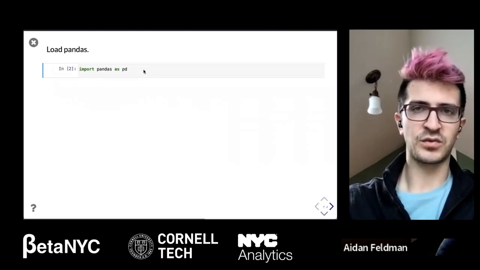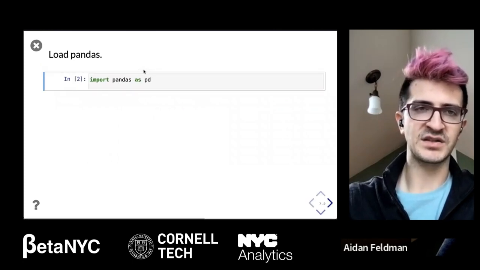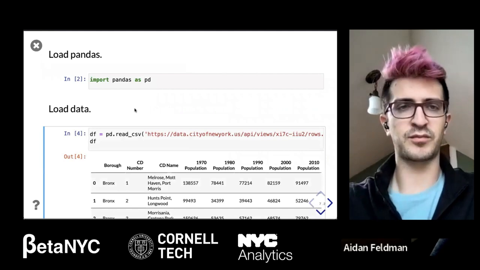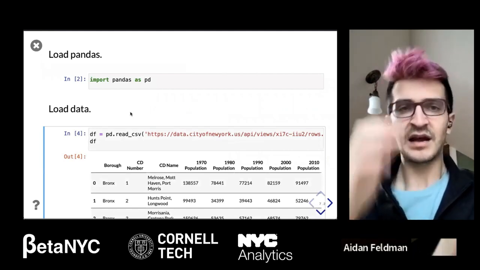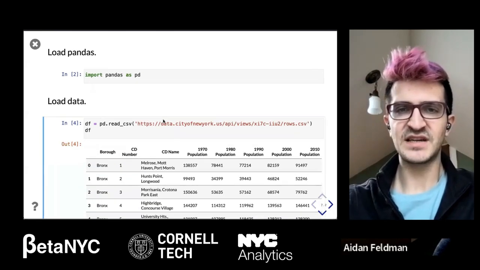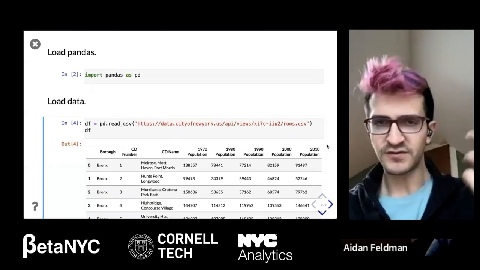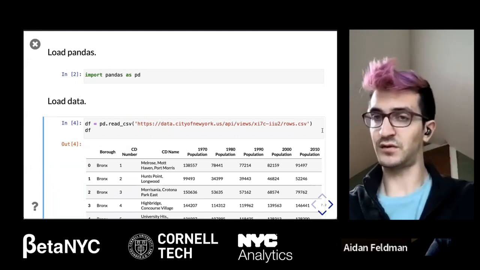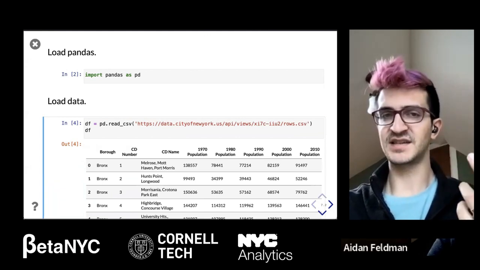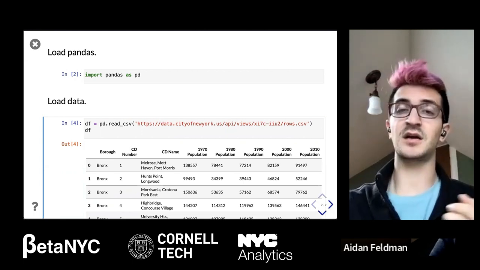So to actually run this, we are going to import pandas. This is loading this package, this plugin. And then we're using the read CSV function. Read CSV can either pull from a local file, or in this case, it can pull from a URL, which is directly from the open data site. So this is nice. We don't even have to download anything.